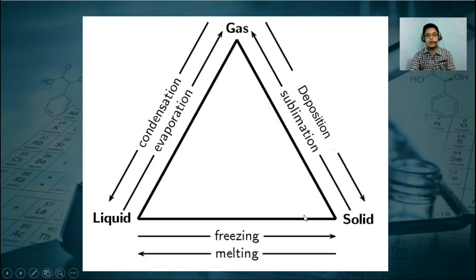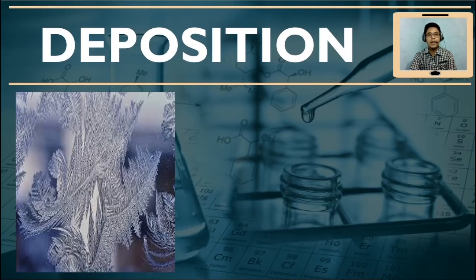So we have this diagram showing how a specific gas can transform into solid and how solid can transform into gas, or vice versa, or how a liquid can be transformed into a gas or gas can be transformed into a liquid. And we're going to discuss them one by one. So let's start off with deposition.